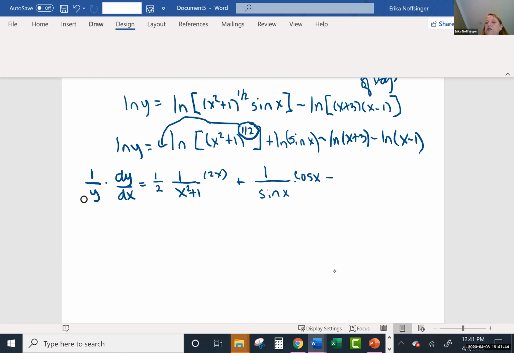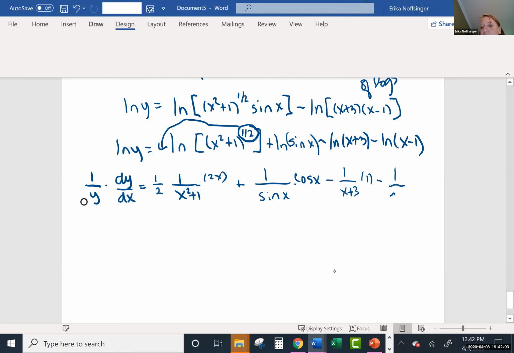minus, so the derivative of natural log of x plus 3 is 1 over x plus 3 times the derivative of x plus 3 is just 1. I'm just going to put it there so you remember that you don't forget it on other ones. And then minus 1 over what we're taking the natural log of, which is x minus 1, times the derivative of x minus 1, which is 1.